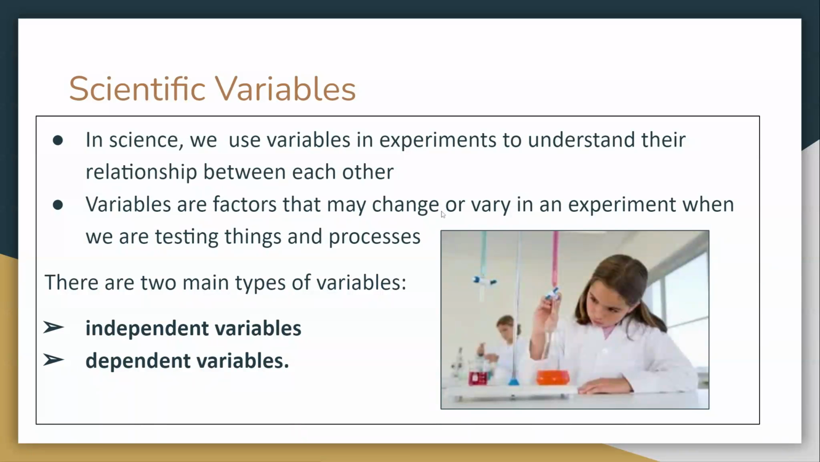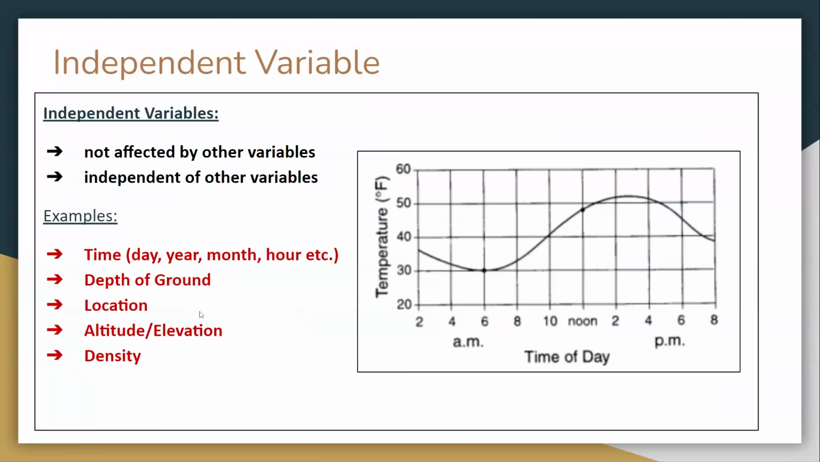So, variables are factors that may change or vary in an experiment when we are testing things and processes. There are two main types of variables: independent variables and dependent variables. Let's talk about independent variables.